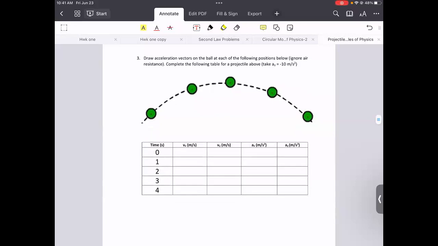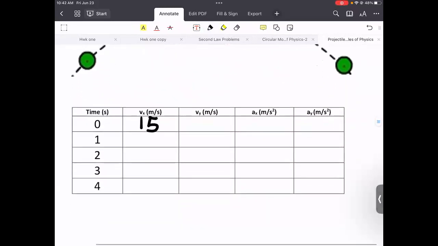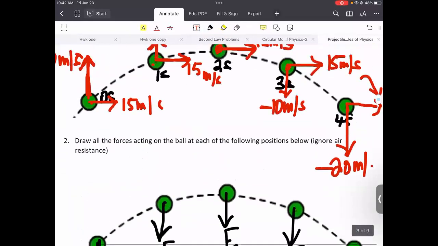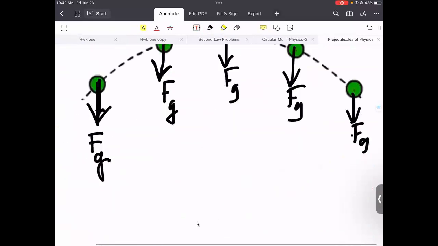Okay, so initially we were told that Vx is 15. So let's put 15 here. 15. Let me maximize it a little bit. 15, and then Vy was 20. I think we were told at the beginning right here. So Vx naught is this, and Vy naught is this. So I'm just putting those numbers.